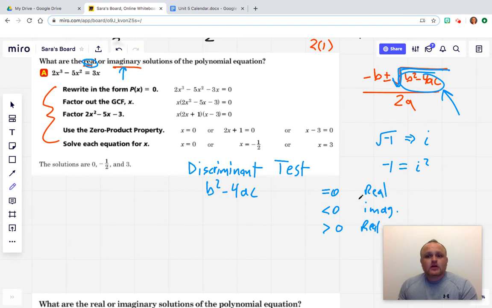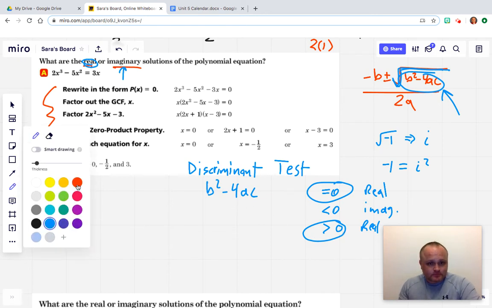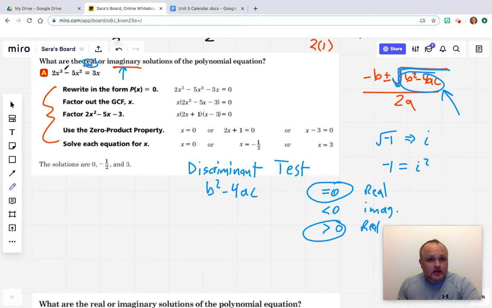Okay? This one's going to have like 2 answers that are the same number, and these would have 2 answers that are different numbers. Okay? So let's go ahead and work this out. If I were to subtract the 3x over as you see they did here, the first step is to set it equal to 0.